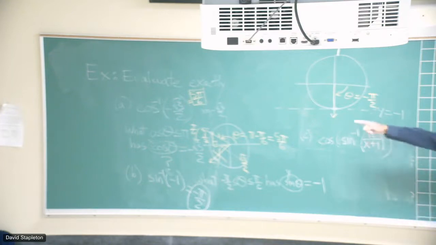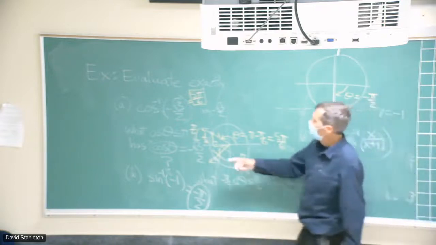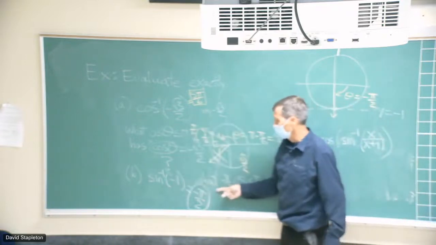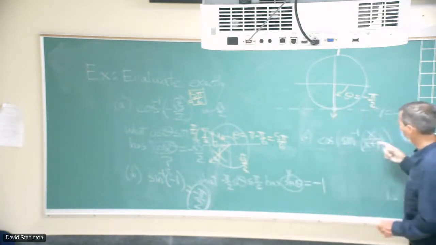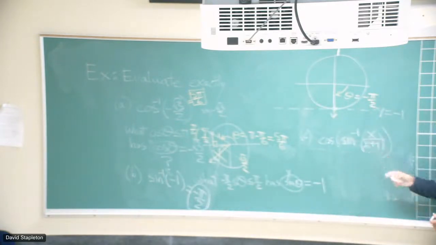Over there, we had to get an angle, a number that came from a special angle, in order to evaluate exactly. Otherwise, we had to use calculator approximation. But this one, you can always do it, provided this is a number for which the arc sine is defined. This one always works. So what you do is this.